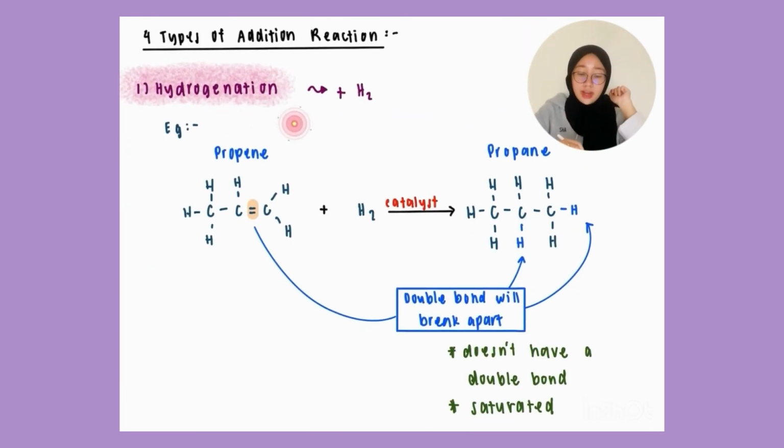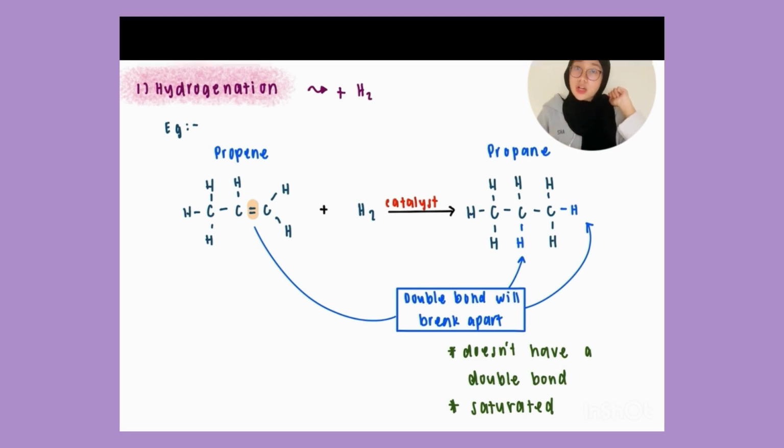Hydrogenation happens when we add H2 or hydrogen gas. As for the example, as you can see, there is propene here, and when we add hydrogen gas here with the help of a catalyst such as nickel, this propene will be converted into propane. Why? Because the double bond here will break apart to form a single bond. So there will be another single bond here, and hydrogen gas will fulfill it. So the product will not have any double bond, and it is a saturated hydrocarbon.